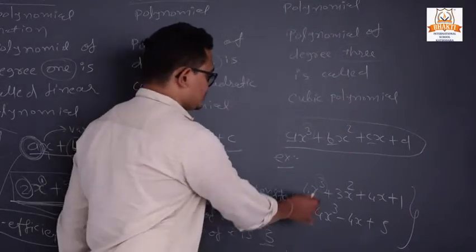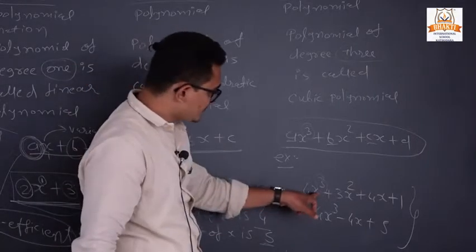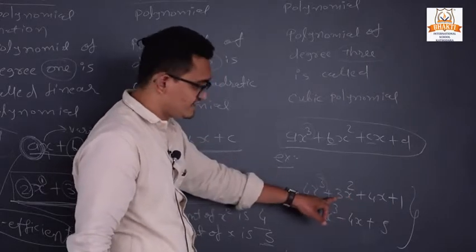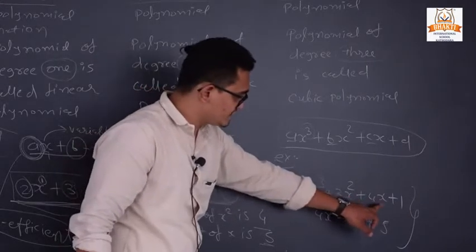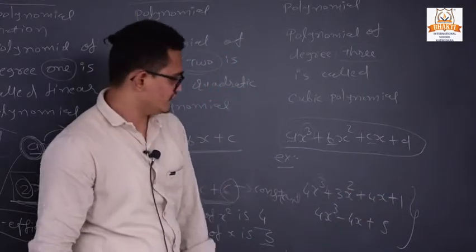Once again we can also write down its coefficients. So see, what is the coefficient of x cube? It is 4. What is the coefficient of x square? It is 3. What is the coefficient of x? It is 4, and 1 is known as the constant term.